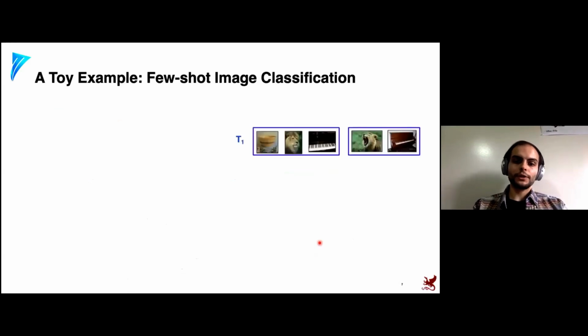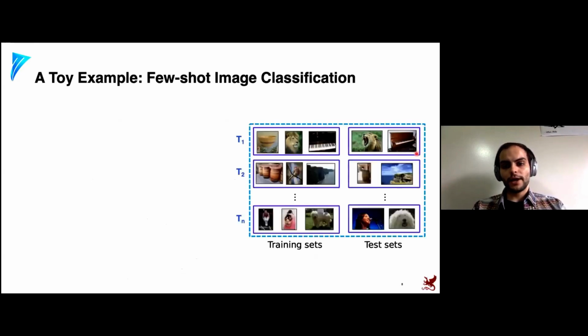So let's look at a toy example, which is a few-shot classification problem. Imagine that we're given a task where there are three classes, say a ball, a lion, and a piano. We have a small training set and a small test set. Now, the case where we have a lot of tasks basically translates to having a lot of these small data sets. We have just a few examples, let's say one example per class, and we'll have a bunch of testing examples also coming from these classes.